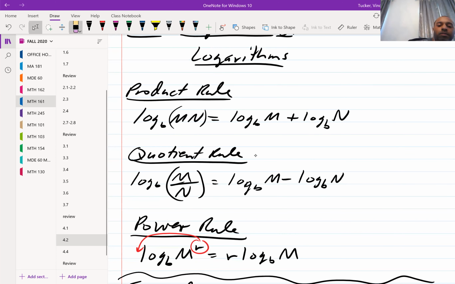And then the power rule, if we have log base b of m to the r power, then we can take that exponent or power, bring it down front, and have r times log base b of m. So those are our 3 rules that we want to be able to condense and expand while using. Of course, give you a chance to write that down.